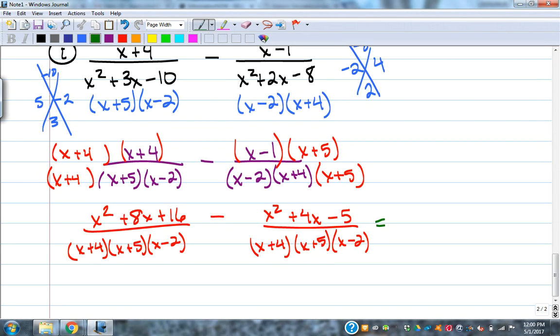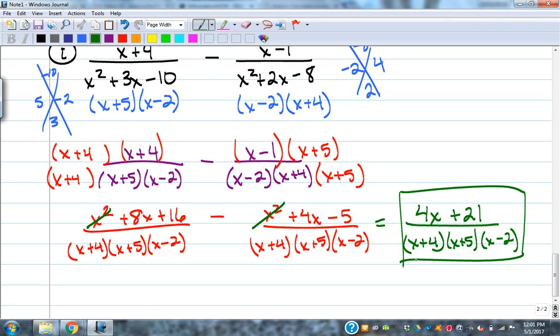So x squared minus x squared is going to be what? Cancels out. 8x minus 4x is 4x. 16 minus negative 5 is plus 21. Over x plus 4, x plus 5, x minus 2. Do 4 and 21 have anything in common? No, so we're not going to factor that, so we can't simplify. If no factoring happens, no simplifying can happen.